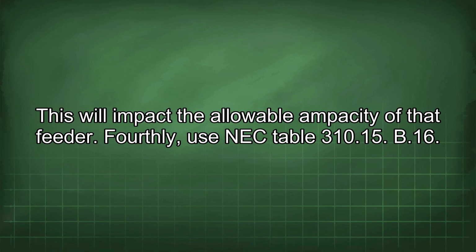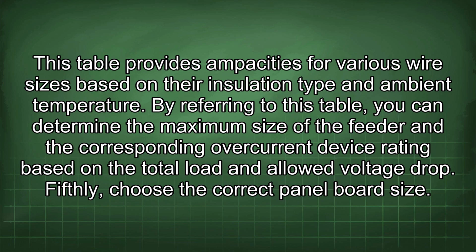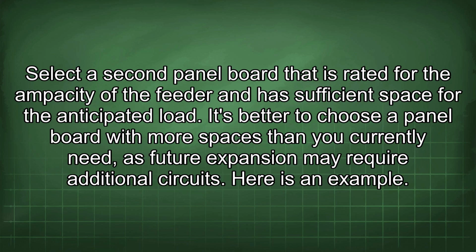Fourthly, use NEC Table 310.15 B16. This table provides ampacities for various wire sizes based on their insulation type and ambient temperature. By referring to this table, you can determine the maximum size of the feeder and the corresponding overcurrent device rating based on the total load and allowed voltage drop. Fifthly, choose the correct panel board size. Select a second panel board that is rated for the ampacity of the feeder and has sufficient space for the anticipated load. It's better to choose a panel board with more spaces than you currently need, as future expansion may require additional circuits. Here is an example.